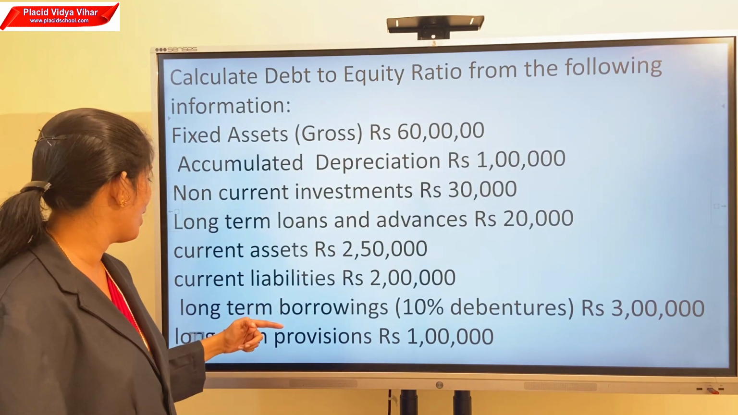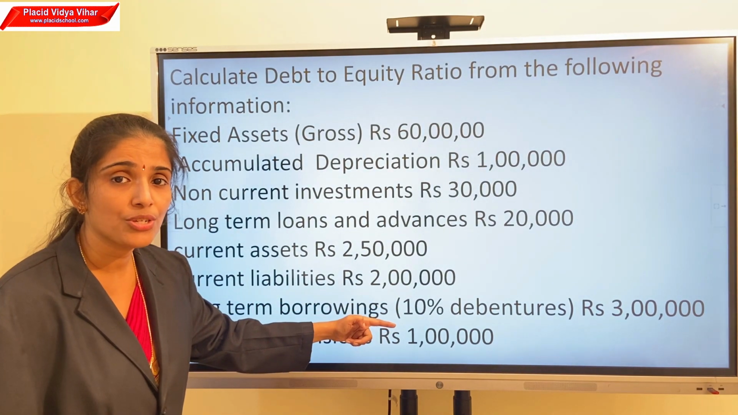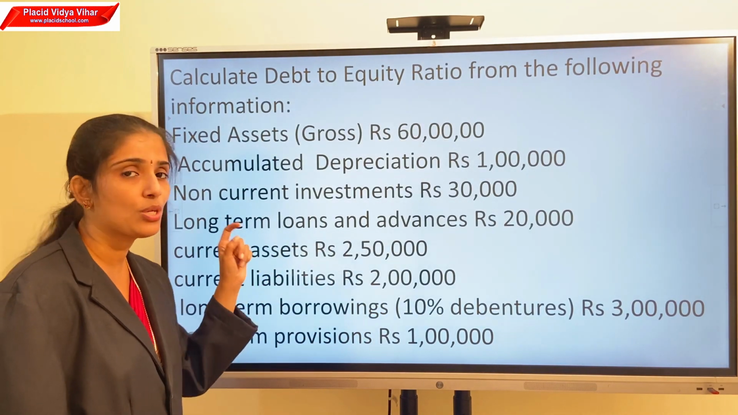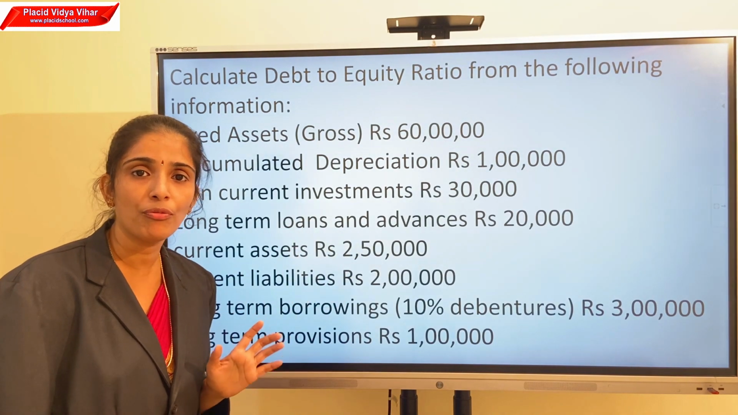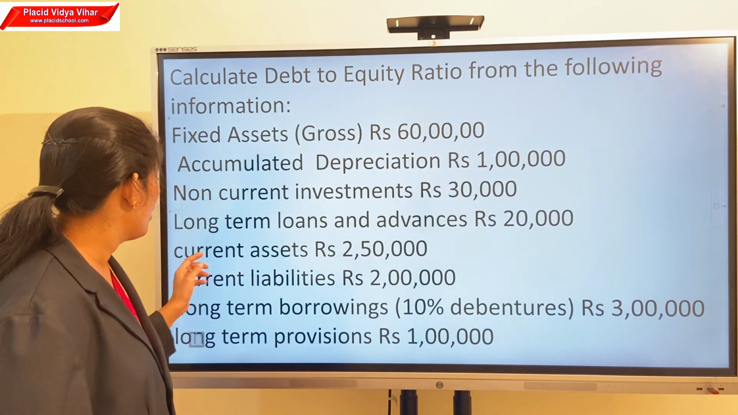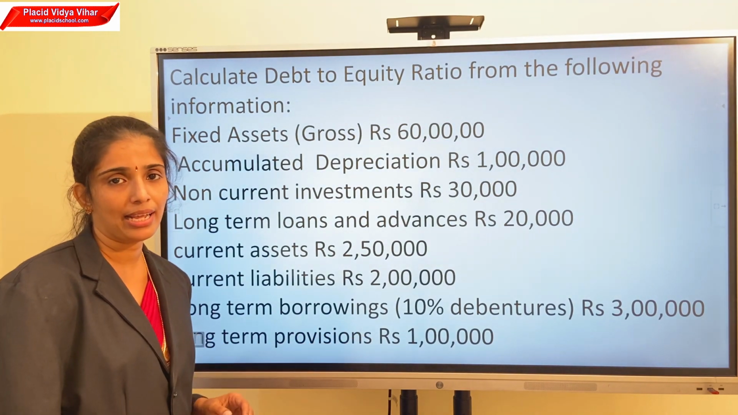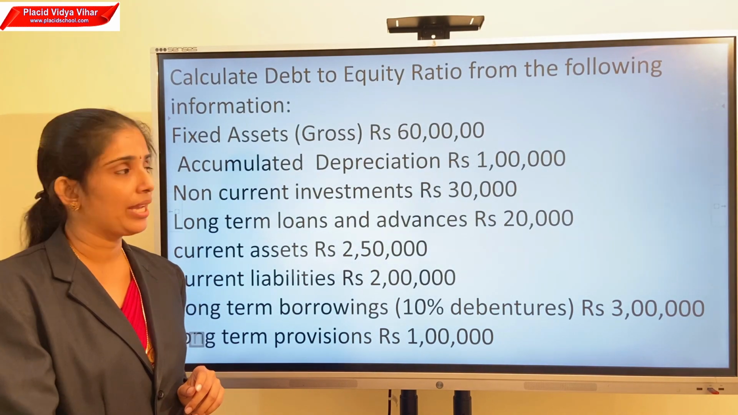Current liability 2 lakhs. Long-term borrowings, that's 10% debentures. That means the company has long-term borrowings, total long-term borrowings of rupees 3 lakhs, in the form of debentures. So the next one is long-term provisions rupees 1 lakh. Calculate debt equity ratio. Okay.